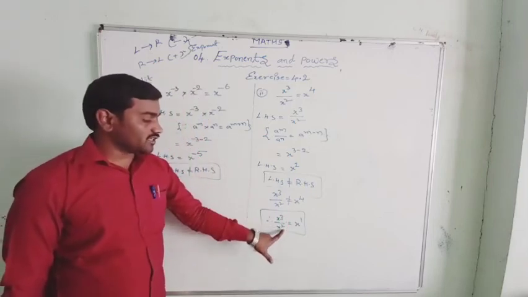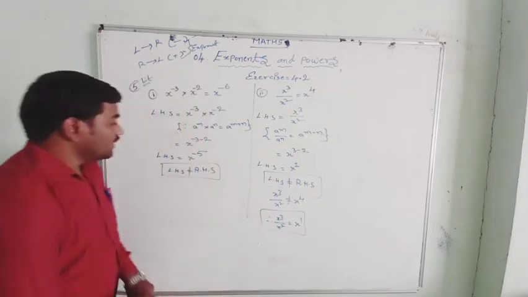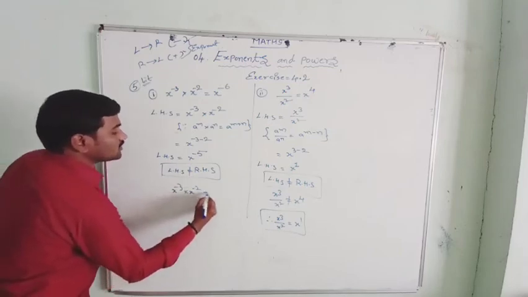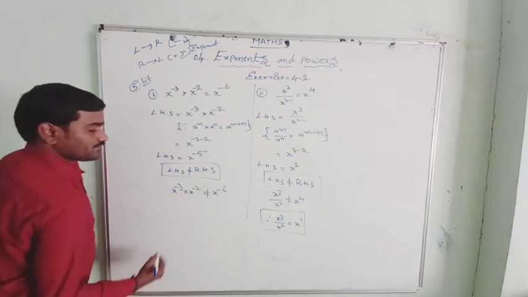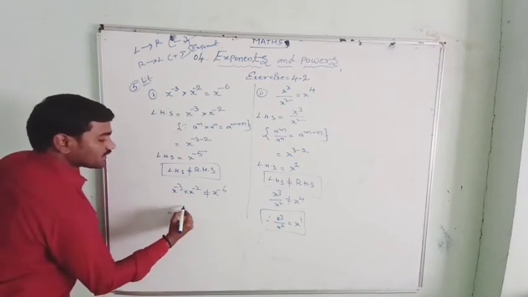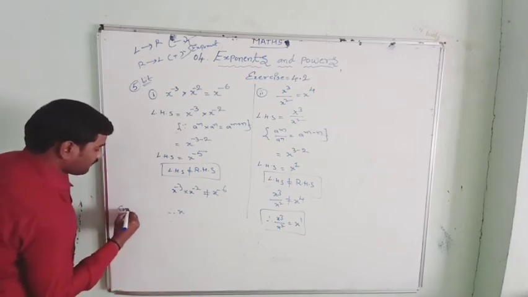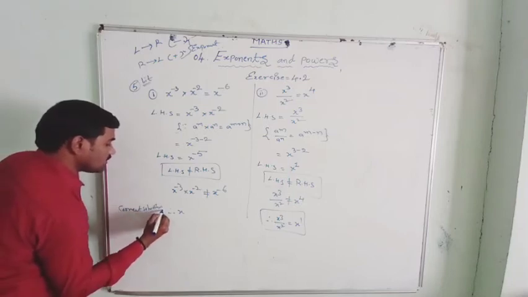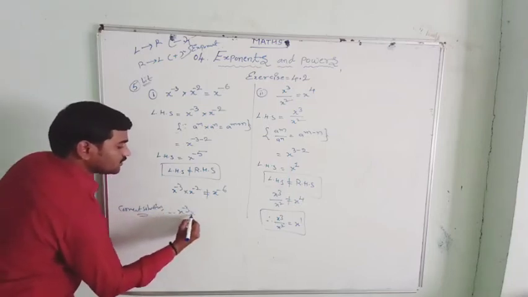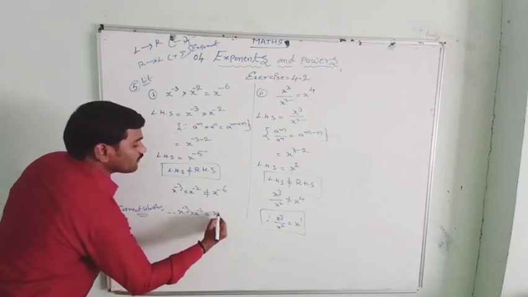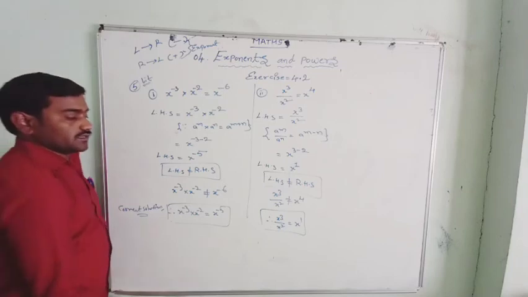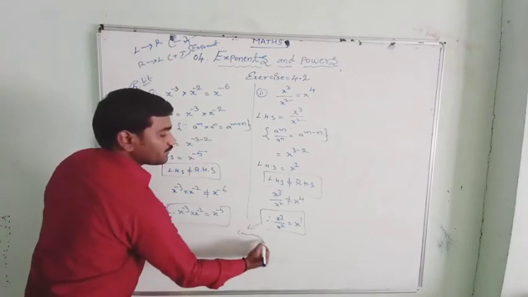Here also we should write that x to the power of minus 3 into x to the power of minus 2 is not equal to x to the power of minus 6. The correct solution is x to the power of minus 3 into x to the power of minus 2 equals x to the power of minus 5. Here also you have to write the correct solution.